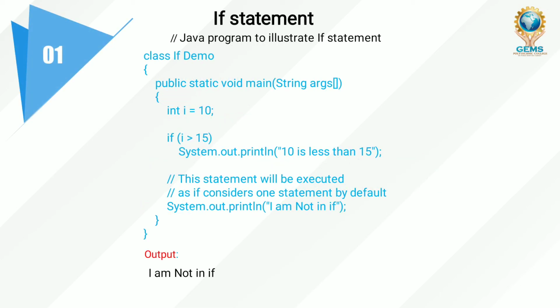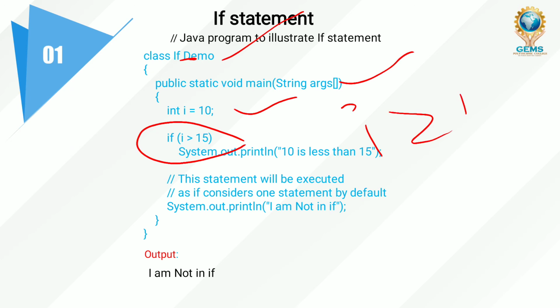A small program to understand the if statement. In Java, while you are writing a Java program, first you have to mention the class keyword and class name. Class name is IfDemo. Then public static void main String args, declaring a variable, that is i equal to 10. I declare the variable. Then we have to put the condition. This is the if condition. We are putting, as already said, if i greater than 15.